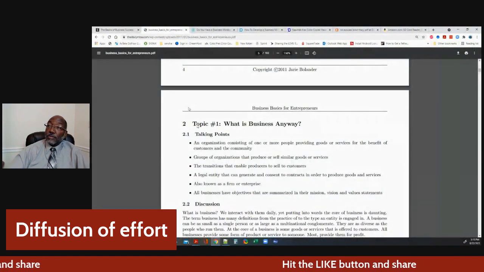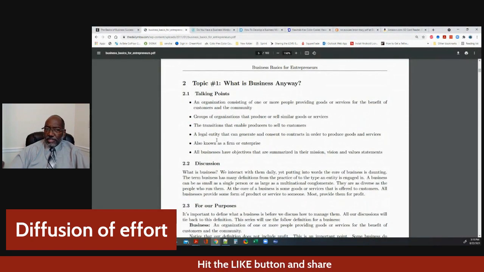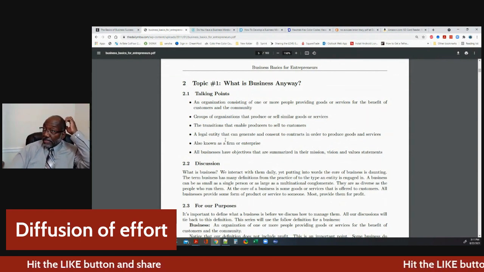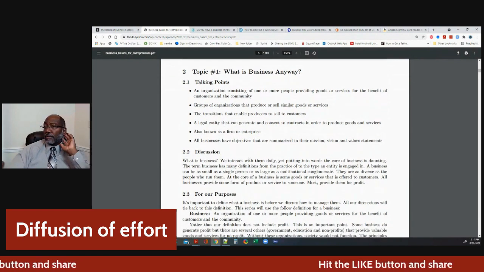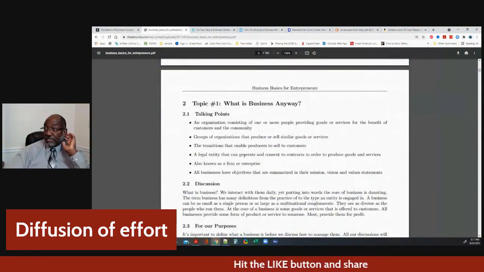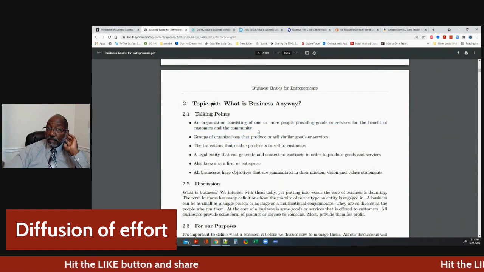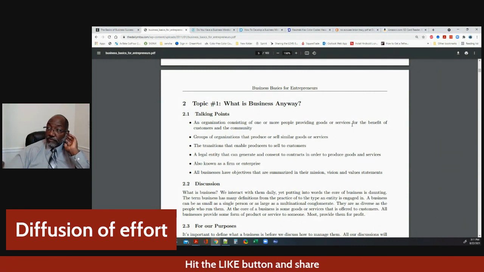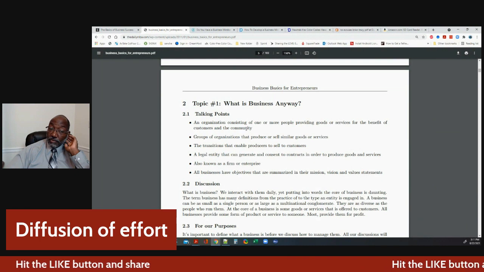All right. So one of the things I want y'all to understand here, and to me, this is very important. And again, you're going to have the links to all of this here. What is business anyway? And this here is the key thing right here. An organization consisting of one or more people providing goods or services for the benefit of customers and a community. Okay.